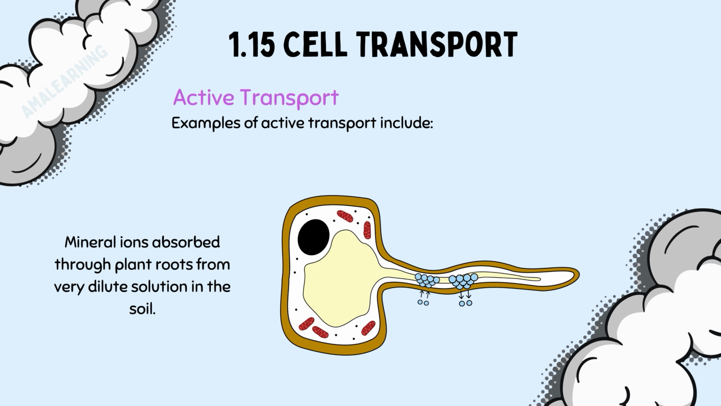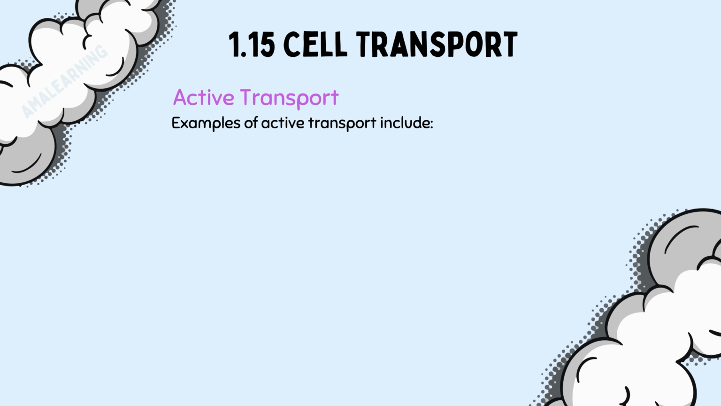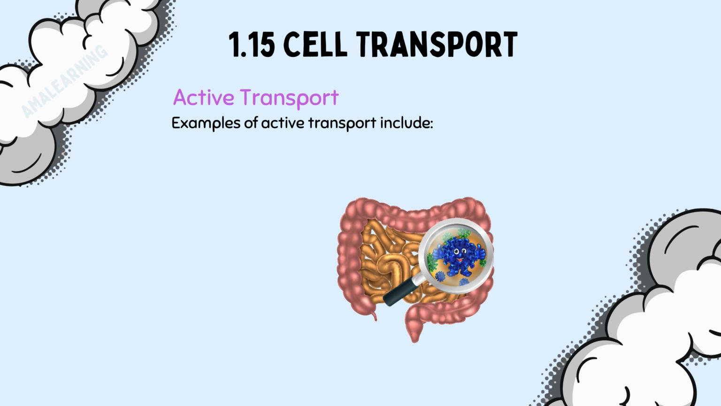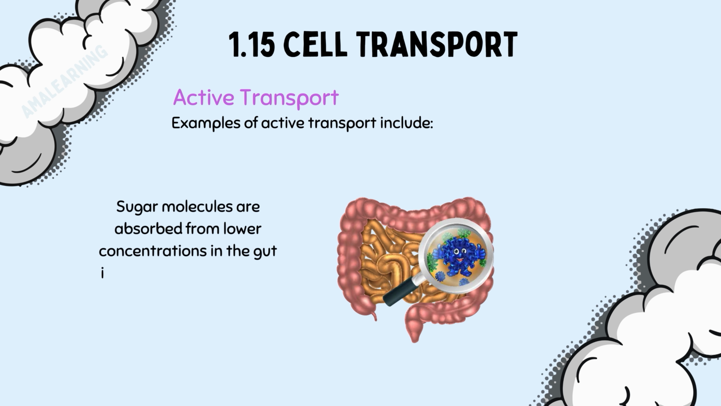To do this, respiration has occurred in the mitochondria. This has released the necessary energy for active transport to occur. Another example of active transport is when sugar molecules are absorbed from lower concentrations in the gut into the blood, which contains higher concentrations. This sugar is then used for respiration.